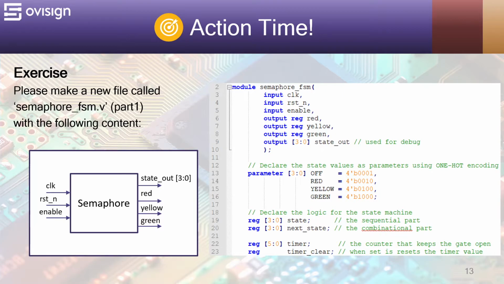At lines 18 and 19, we declare the state and the next state variables. Remember that state is used for the sequential logic and next state is used for the combinational logic. At line 22, we declare a 6-bit timer and the timer clear signal that will be used to clear the timer when changing the states. This is necessary because we sit in each state a different number of clock cycles.